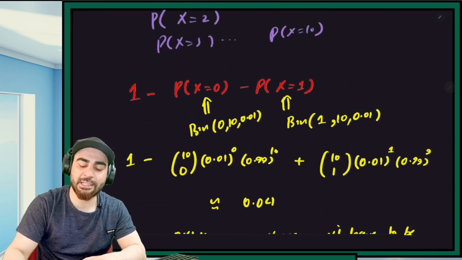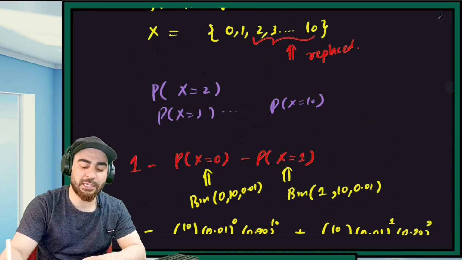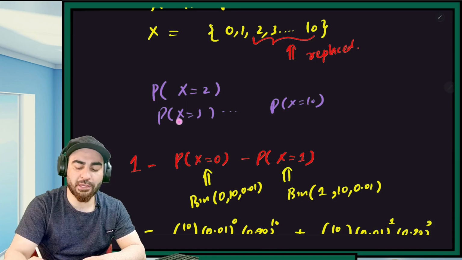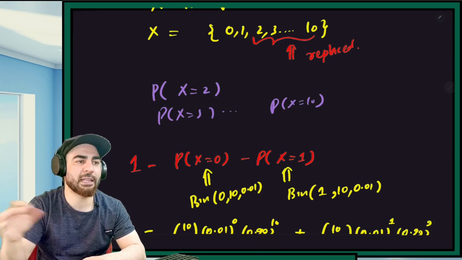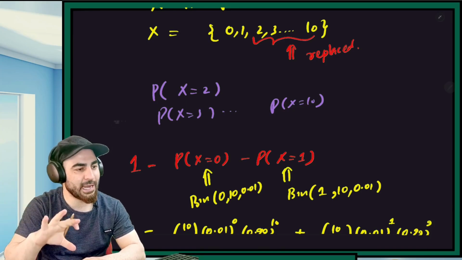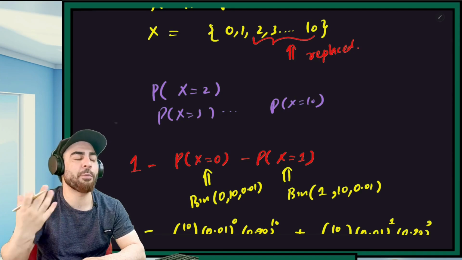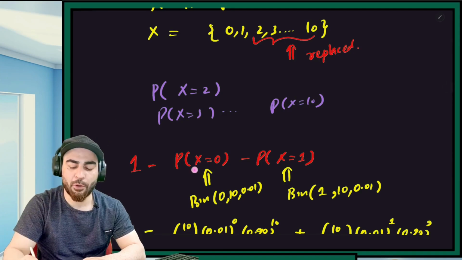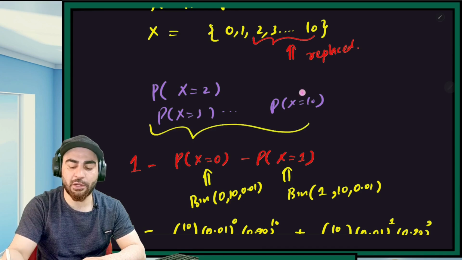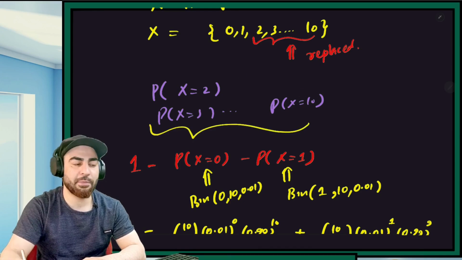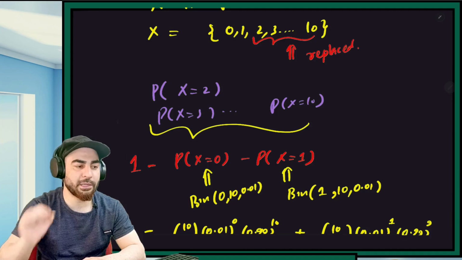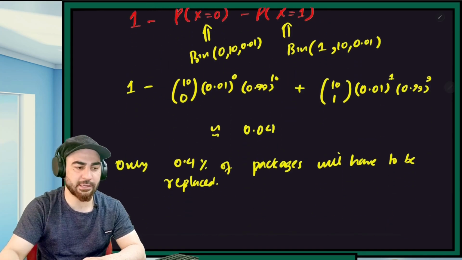If you see this, we had to compute probability of X equal 2, probability of X equal 3, till probability of X equal 10, and then add them together. But we decided that we'll compute the complement of this, that is 1 minus probability of X is equal 0 minus probability of X is equal to 1. Either we had to compute the addition of all of these, but the easier way was to go with the complement, and then we land at this answer. Pretty clear?